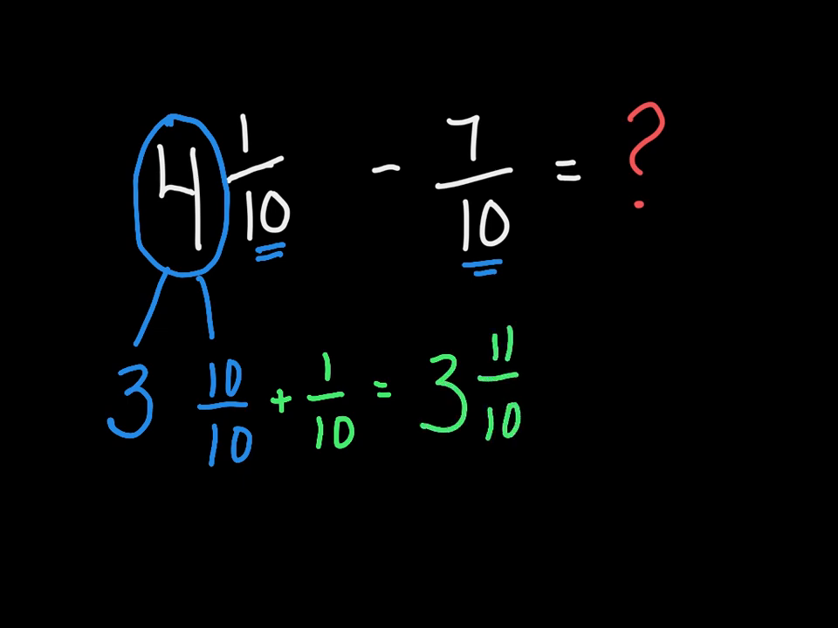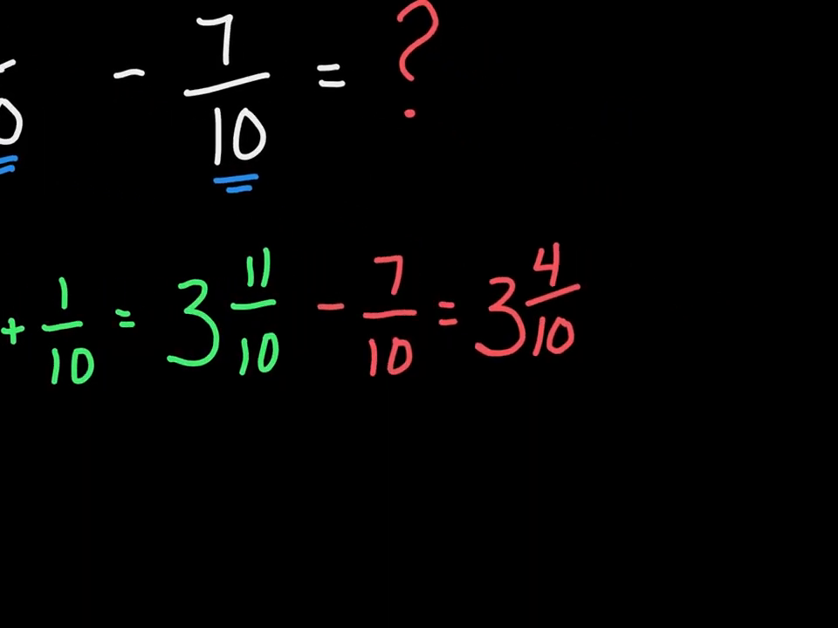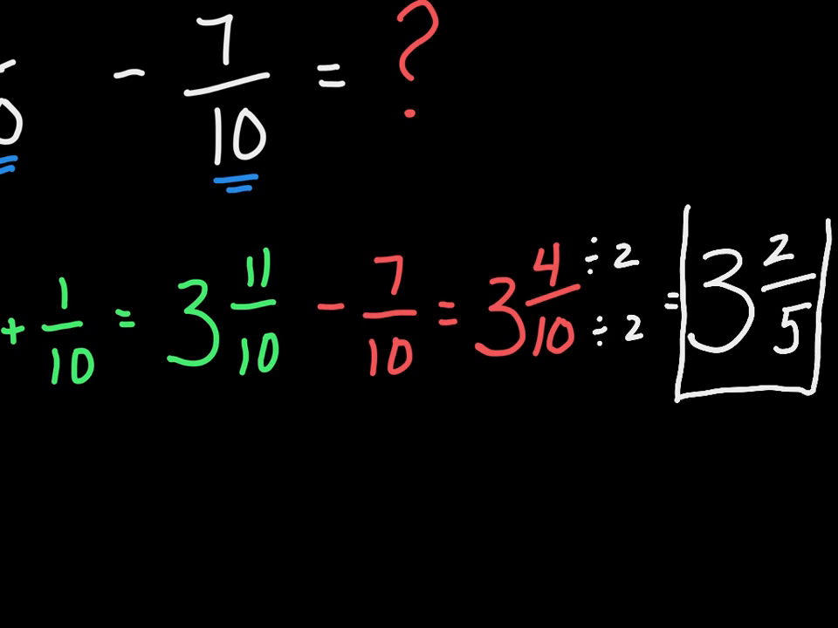And now we're able to subtract that with 7 tenths. And we are left with 3 wholes, 4 in the numerator, and the denominator stays the same. So 3 and 4 tenths. Think about that. Does 4 and 10 have anything in common? Any common factors? Yes, it does. It shares a 2. So we keep the whole, and in the numerator we have a 2, and in the denominator we have a 5. So our new mixed number is 3 and 2/5.